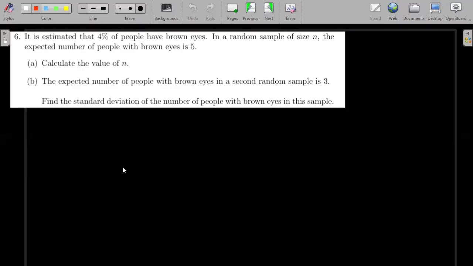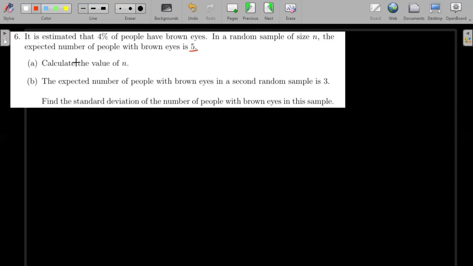Welcome to this video. This is question 6 from tutorial sheet 6. This question is on the binomial distribution. They're saying it is estimated that 4% of people have brown eyes. In a random sample of size n, the expected number of people with brown eyes is 5. Calculate the value of n.